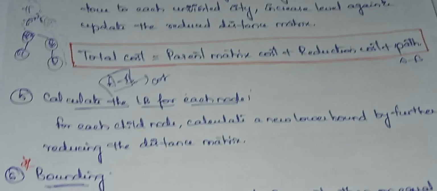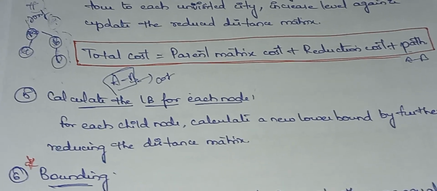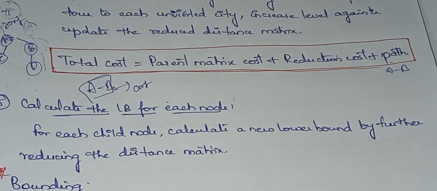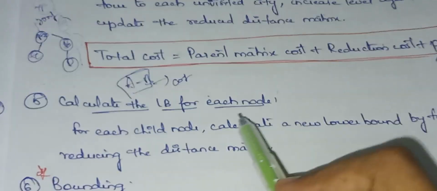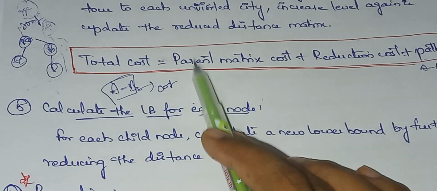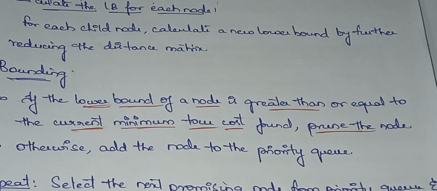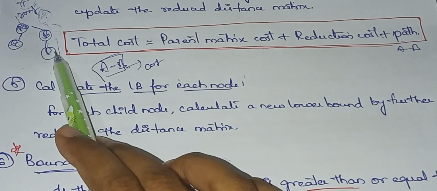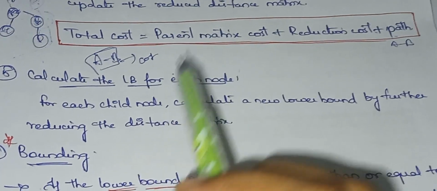Moving on to the next step, calculate the lower bound for each node. Like I said, in the priority queue, after you include each child node that has the lowest bound, this lower bound has to be calculated until an entire tour is built. For each child node you include, you have to calculate this lower bound, and it has to be smaller than the parent matrix cost. That is what the lower bound is. Next, bounding. If the lower bound of the node is greater than or equal to the current minimum tour cost, the parent matrix cost, that is, if the lower bound of a child node you are including in the priority queue crosses the cost of this parent matrix, then you have to eliminate that particular child node.